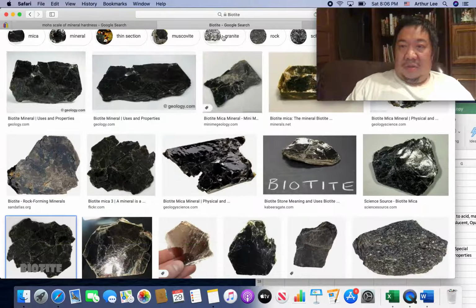Next mineral is biotite. It has one direction of cleavage. That means it breaks off in sheets. But it's different than muscovite. It's black in color. Very weak. You could break it apart with your fingers. It's used as an electrical insulator. Biotite.